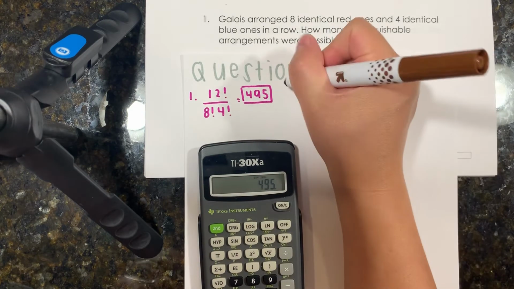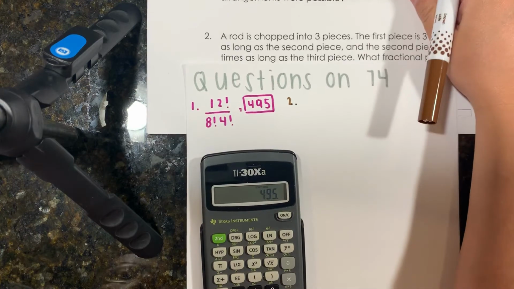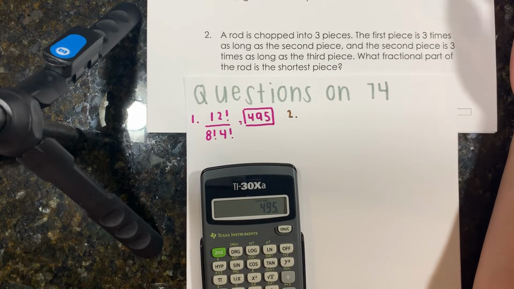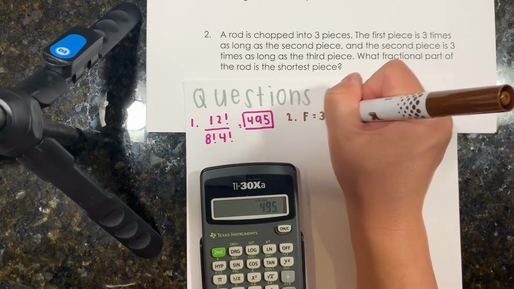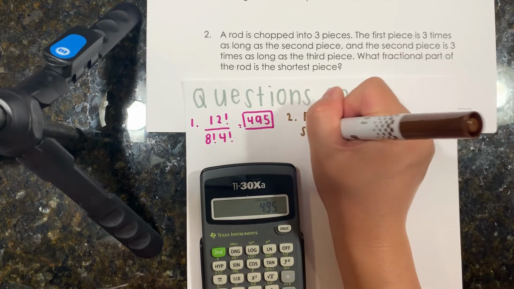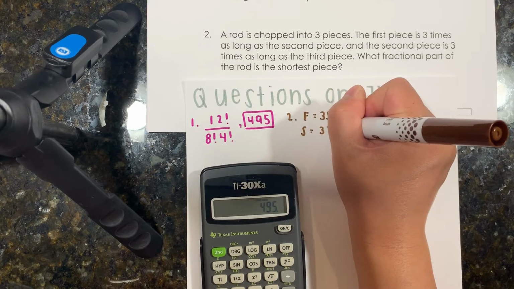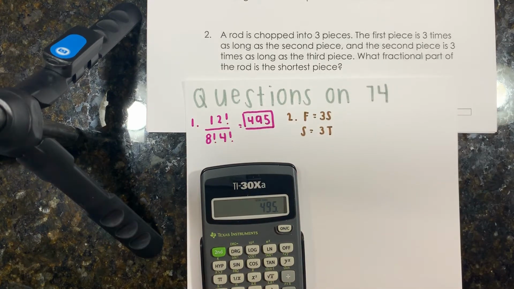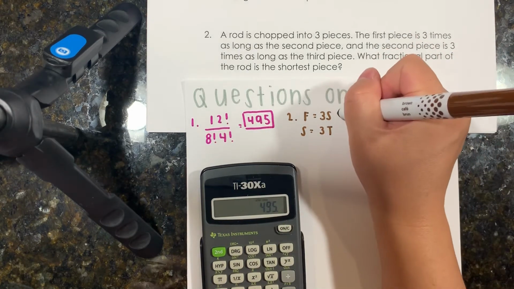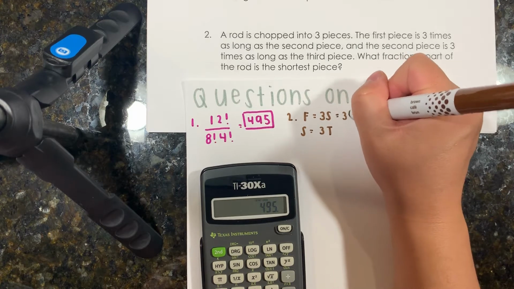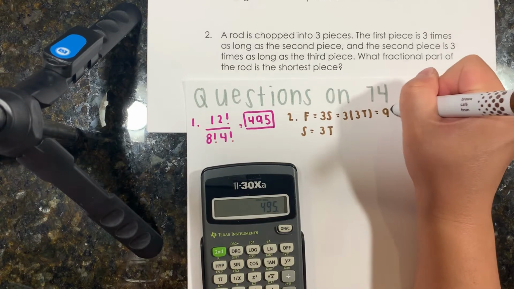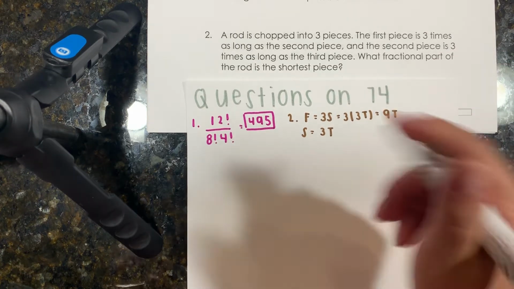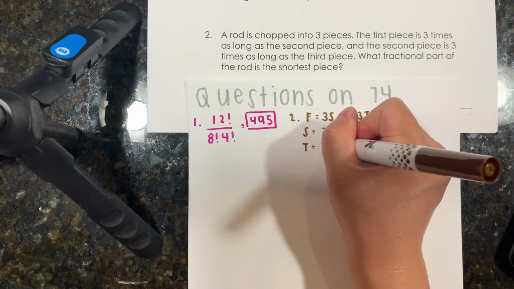Now for number 2, I have a rod that is chopped into 3 pieces. The first piece is 3 times the length of the second, and the second is 3 times as long as the third. So basically what we want to do is put these all in terms of the third piece. So that means the first piece is going to be 9t, and the third piece is just going to be t.